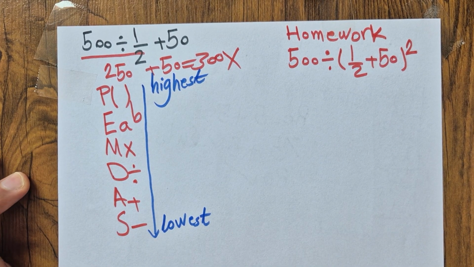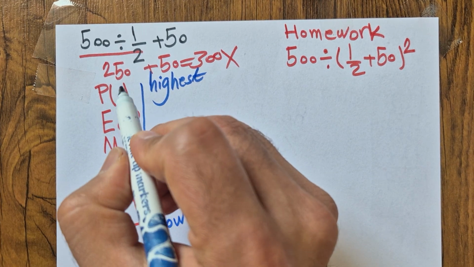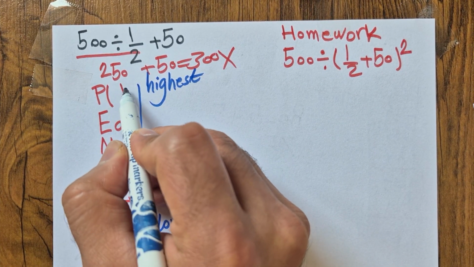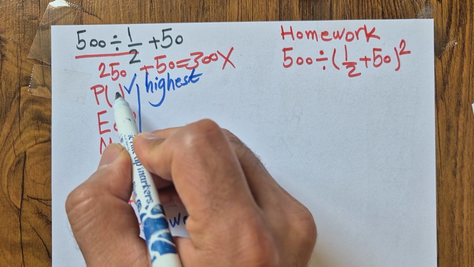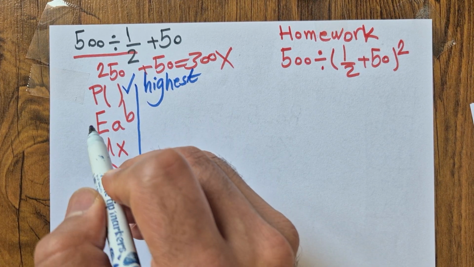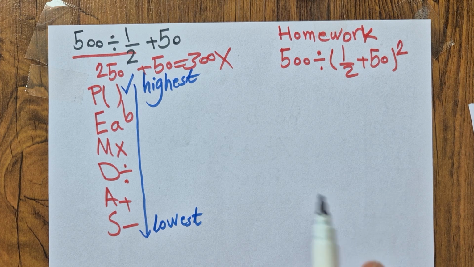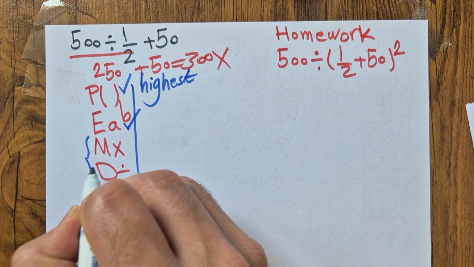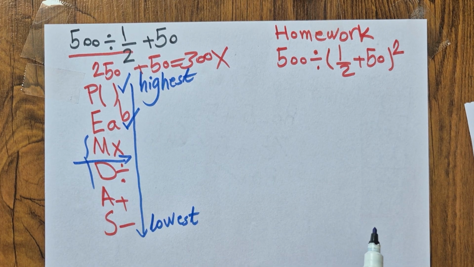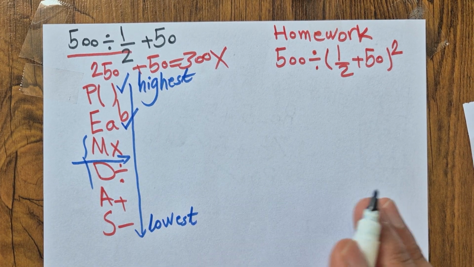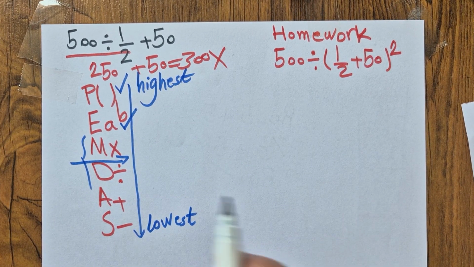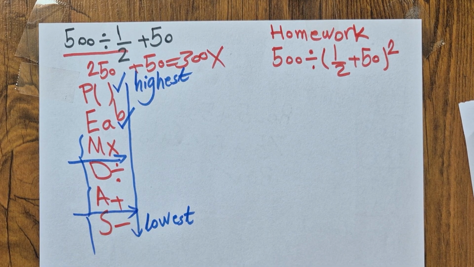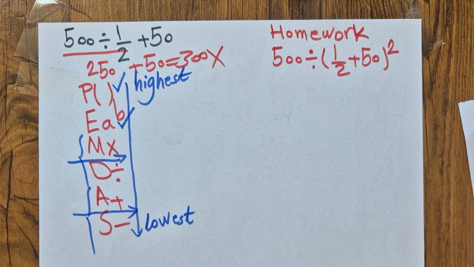What PEMDAS tells us is that you must search for parentheses at first. Go for parentheses and evaluate what's inside the parentheses. Once you did the parentheses, go for exponents. Then go for multiplication and division from left to right. They have the same priority and the same precedence. And finally go for addition and subtraction.